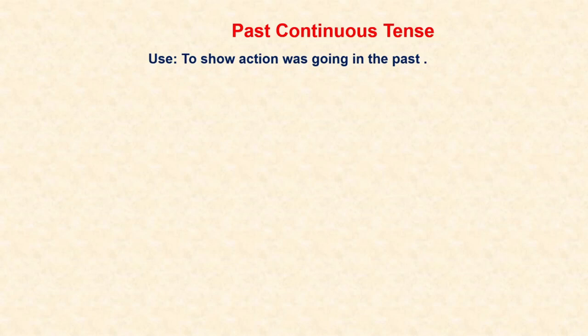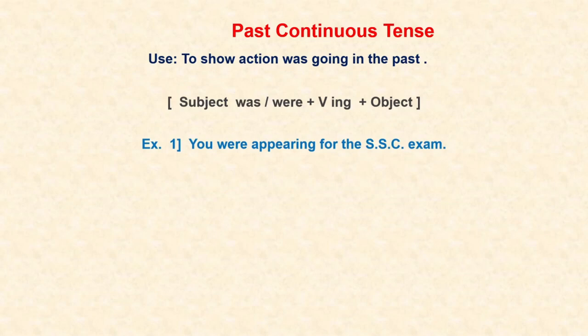Next is past continuous tense, and we use it to show an action was going on in the past. It is exactly opposite of the present continuous tense, and the formula is subject, was or were, VING and object. Example: You were appearing for the SSC exam. Look at the example and the formula: You is the subject, then were is followed by VING, appearing, and the remaining is object. Second example: India was losing the T20 World Cup. India is the subject, was, and VING. Just look at the formula.